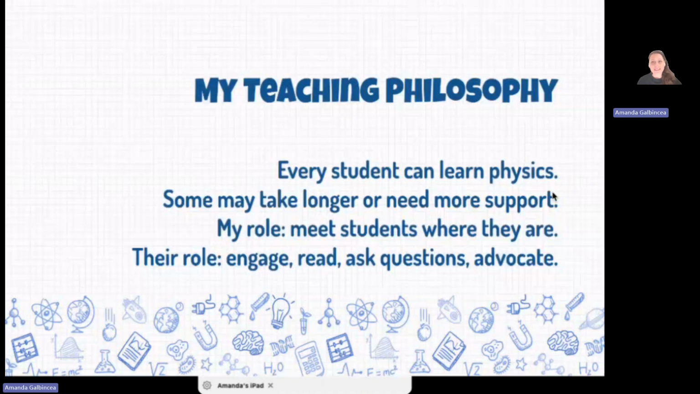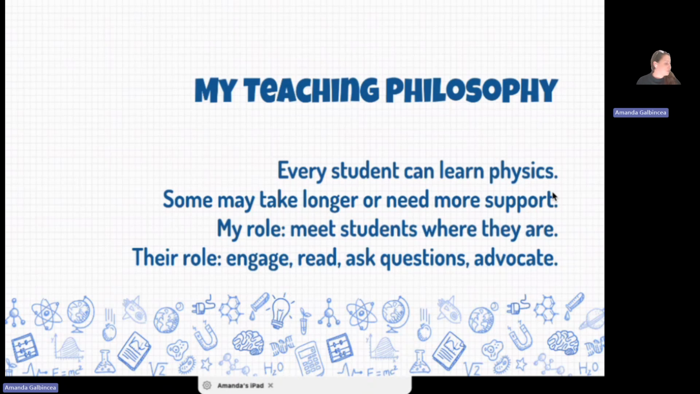Okay, so first of all, my teaching philosophy. I've been a physicist for a long time. I've been teaching now for 16 years. And one thing that I have learned in my career is that every student can learn physics. Some students may take longer and they may need more support. So, my role is to figure out what type of a student you have and meet them halfway to where they are. For some students, that means that I'm going to travel a little further than for others.